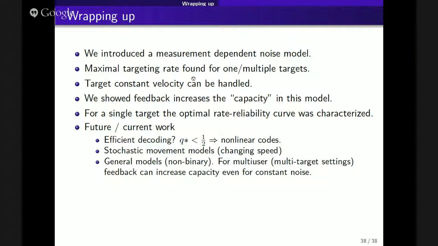So we find, basically, for one target we got both the targeting rate and the optimal exponents. For multiple targets we didn't deal with error exponents, we just dealt with rate. We can deal with them when you read the papers. We can deal with constant velocity. For one target we dealt with that as well. Again, under this measurement-dependent noise, feedback increases capacity.